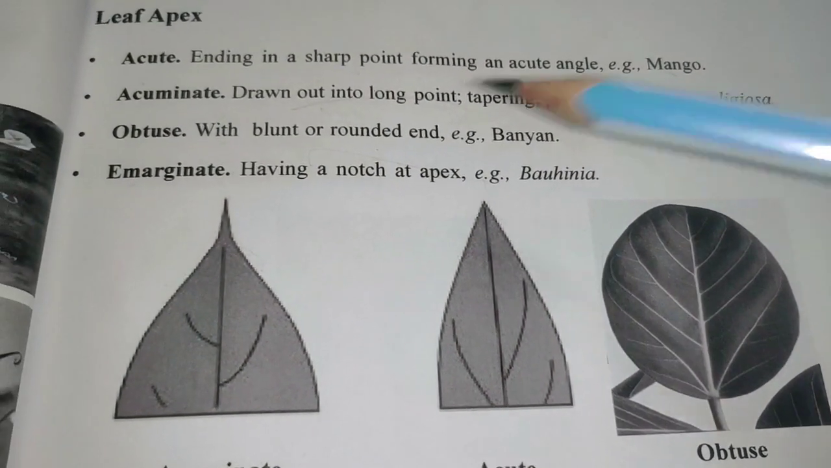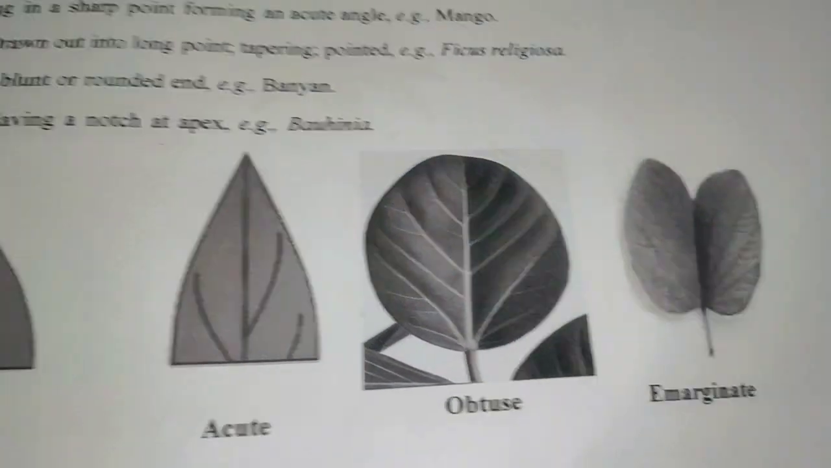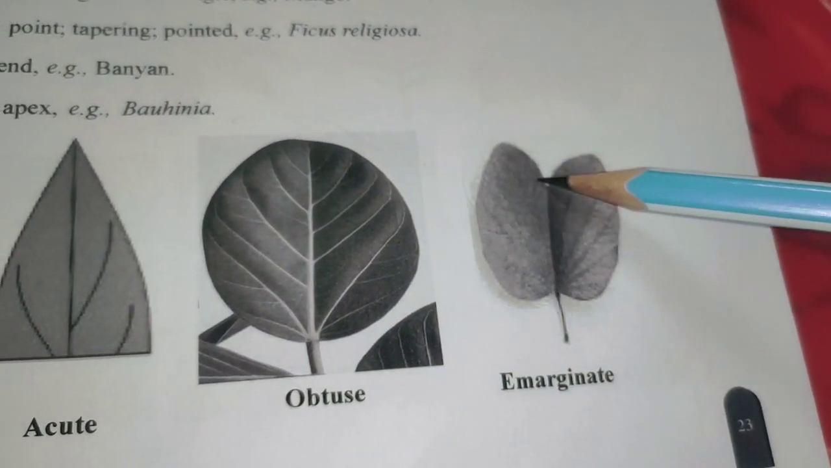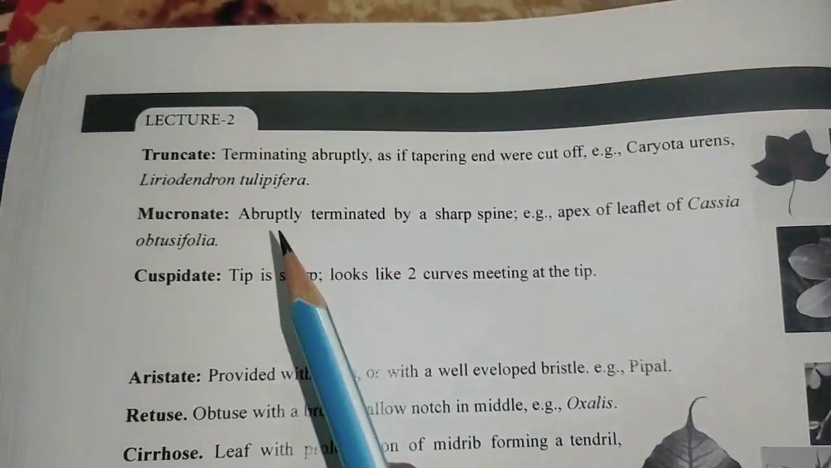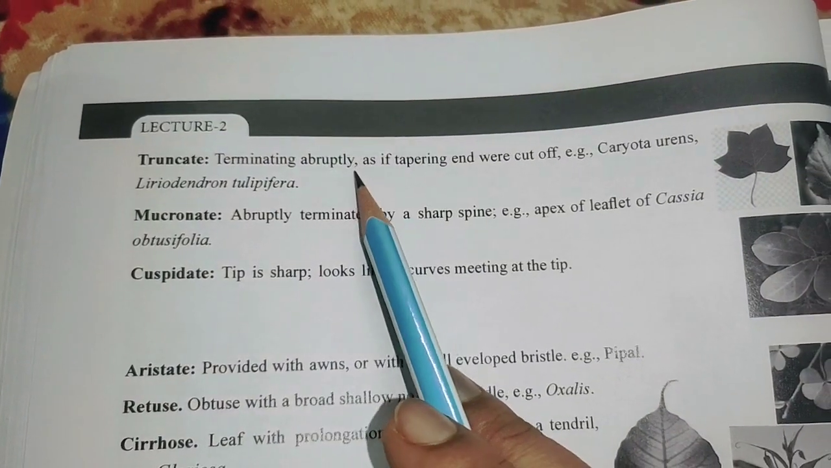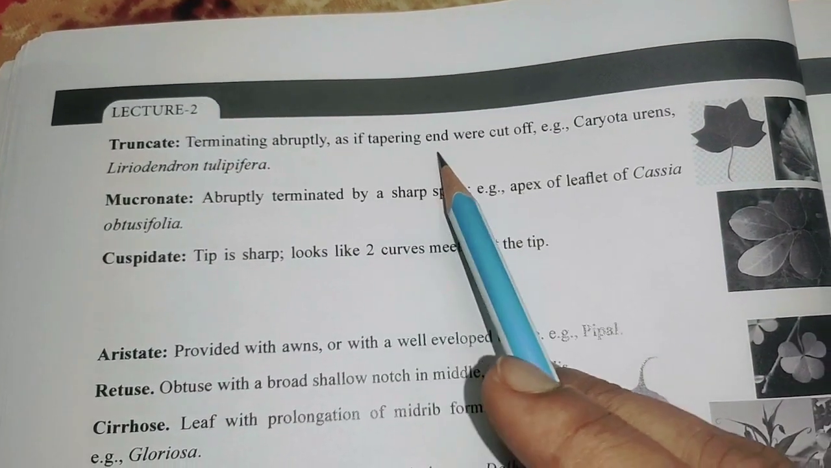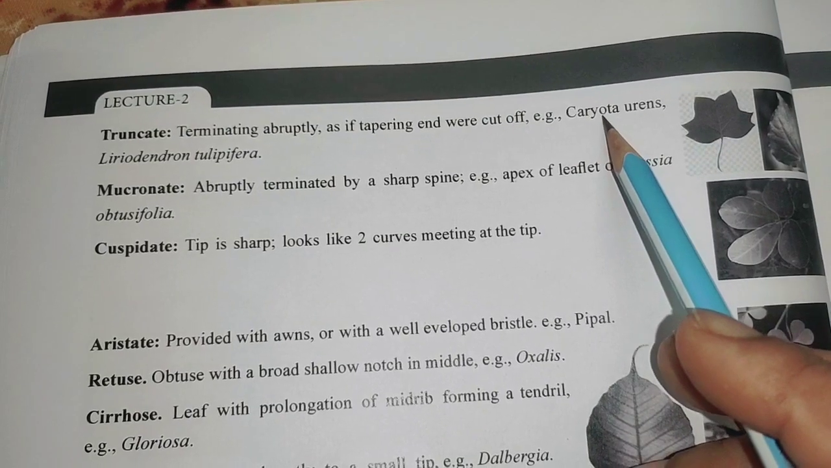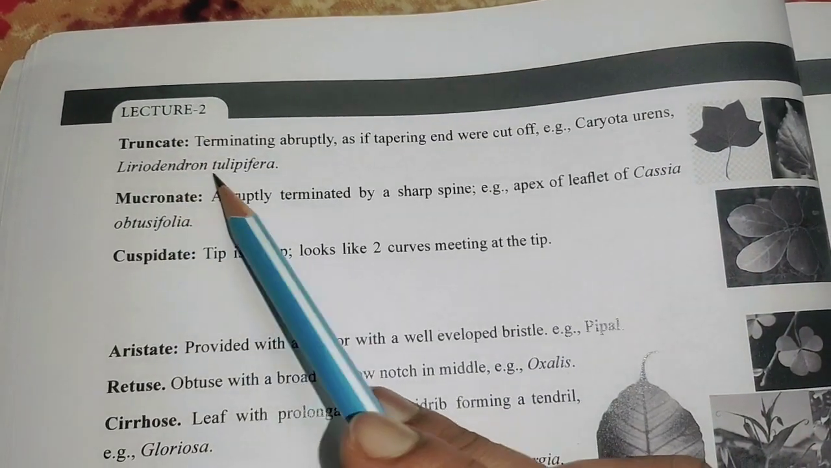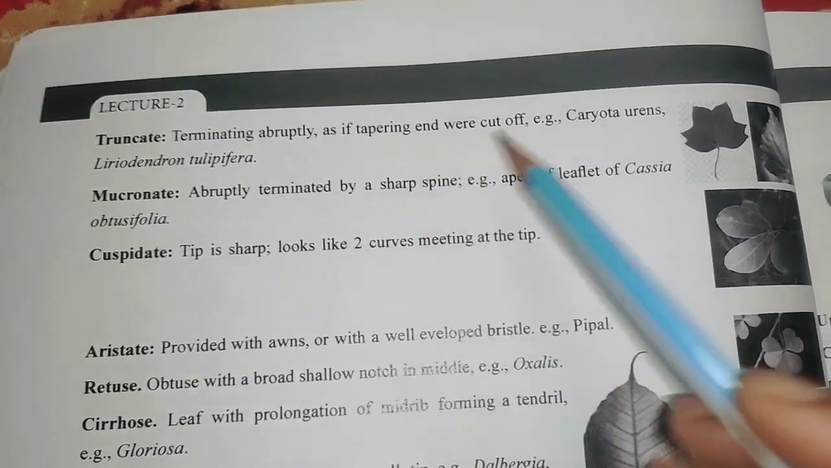Emarginate, having a notch at the apex, for example, Bauhinia. Truncate, terminating abruptly as if the tapering end were cut off, for example, Caryota urens or Liriodendron tulipifera. This is the tapering end.